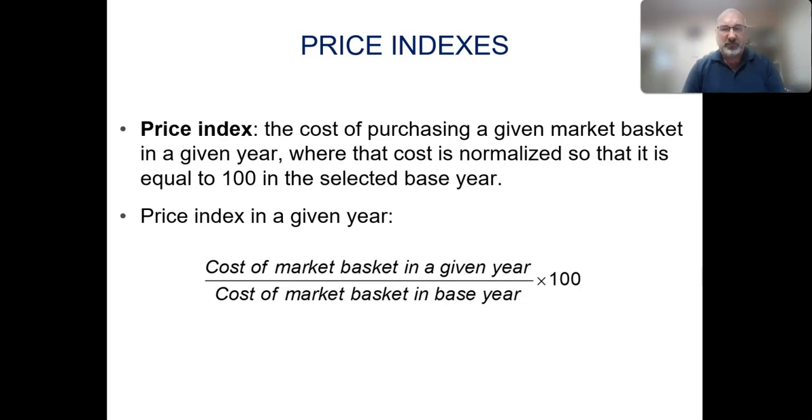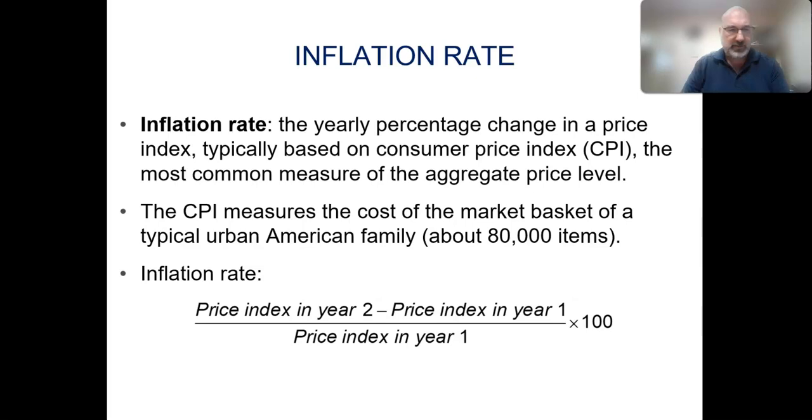So a price index is just the cost of purchasing a given market basket in a given year, where that cost is normalized so it equals 100 in the base year. We do it a lot for cost of living indexes and all those kinds of things. The price index for a given year for the CPI is the cost of the market basket in your given year, divided by the market basket in the base year, times 100. And your base year is always going to be your denominator, no matter what index you're using.